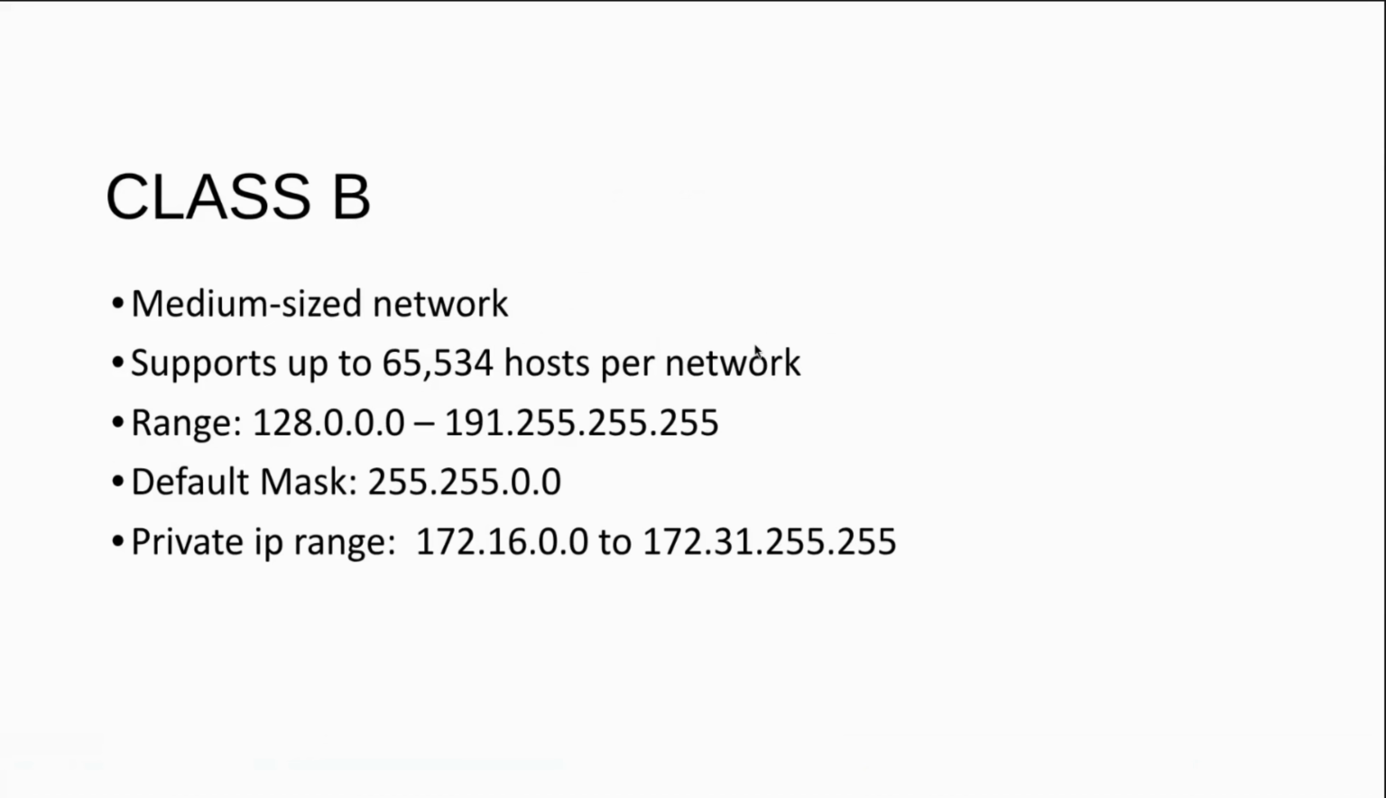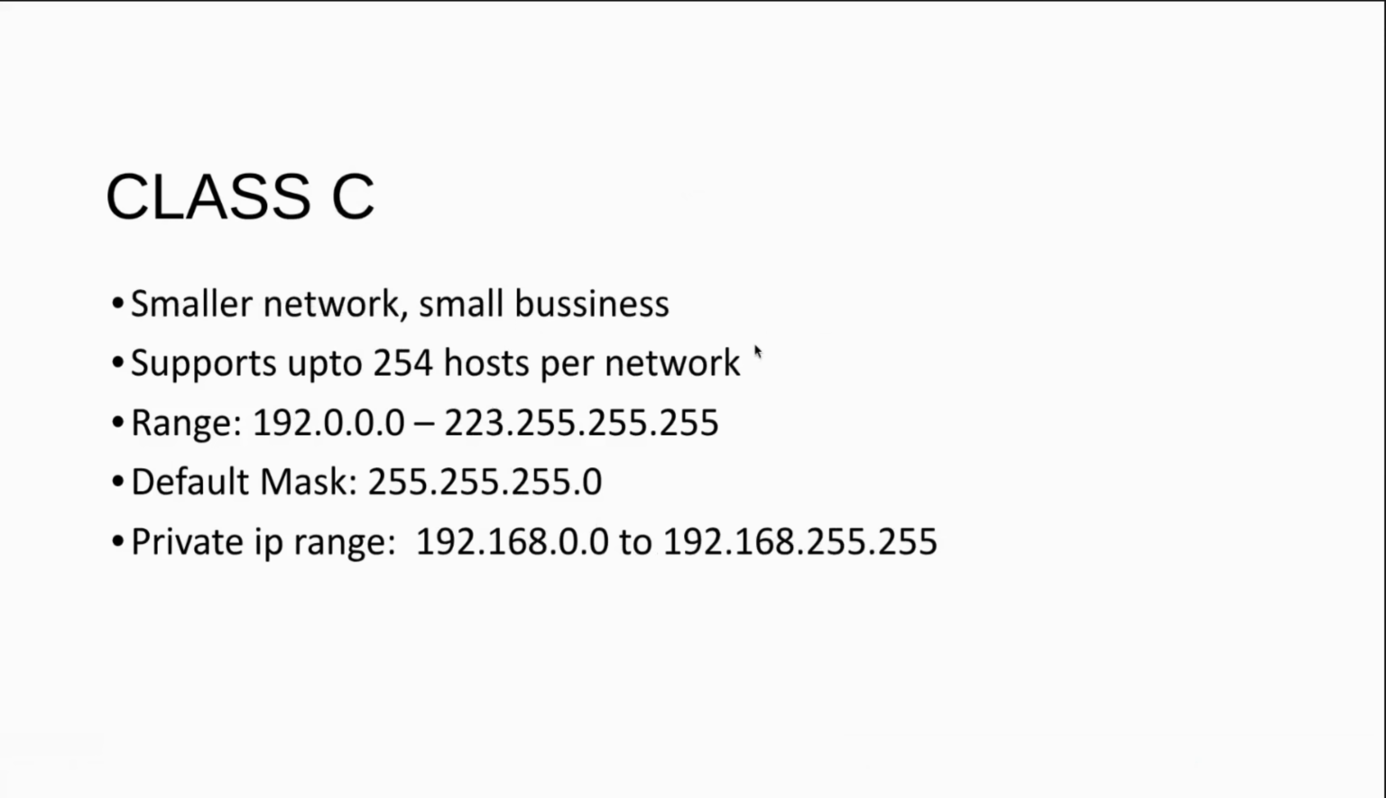And next, Class B is used for medium-sized networks. It supports up to 65,534 hosts per network, and its range is 128.0.0.0 to 191.255.255.255, and the default subnet mask is 255.255.0.0, and the private IP range in Class B is 172.16.0.0 to 172.31.255.255.